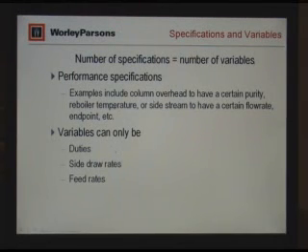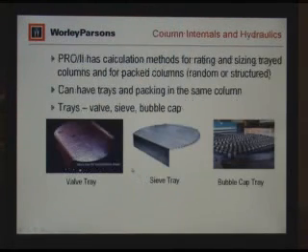You can have lots of performance specifications, different types, but you can only have as many specifications as you have variables. So these are the only 3 things you can vary in the column: the duties, the side draw rates, and the feed rates. So you can make X number of specifications if that's the number of variables you have. So that's how you would set up a column.